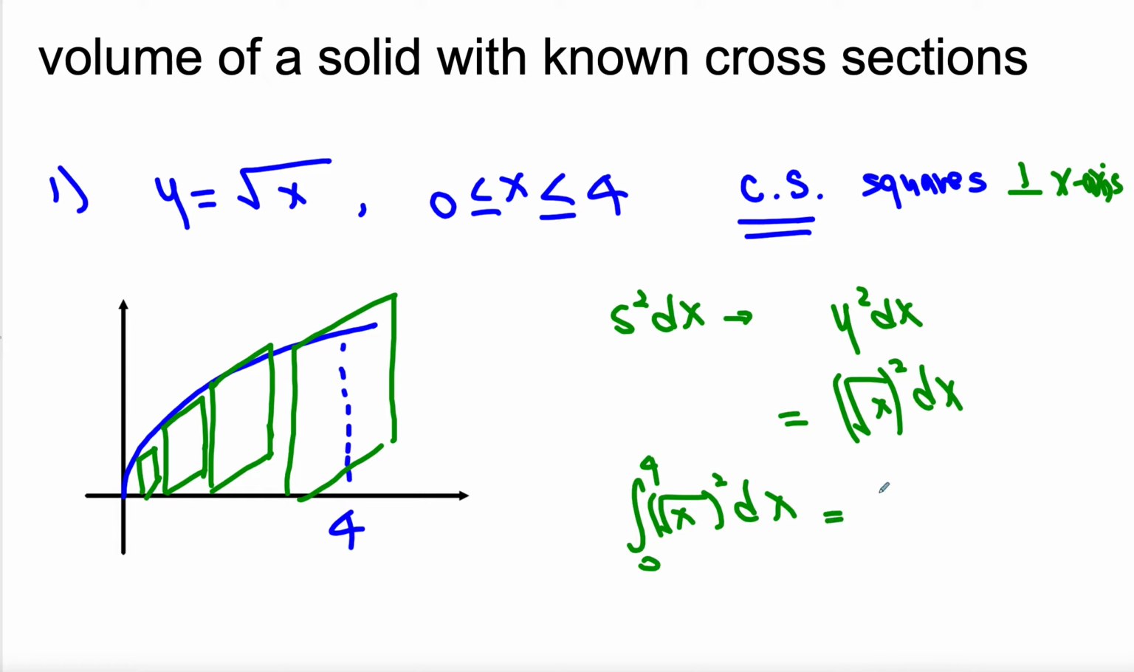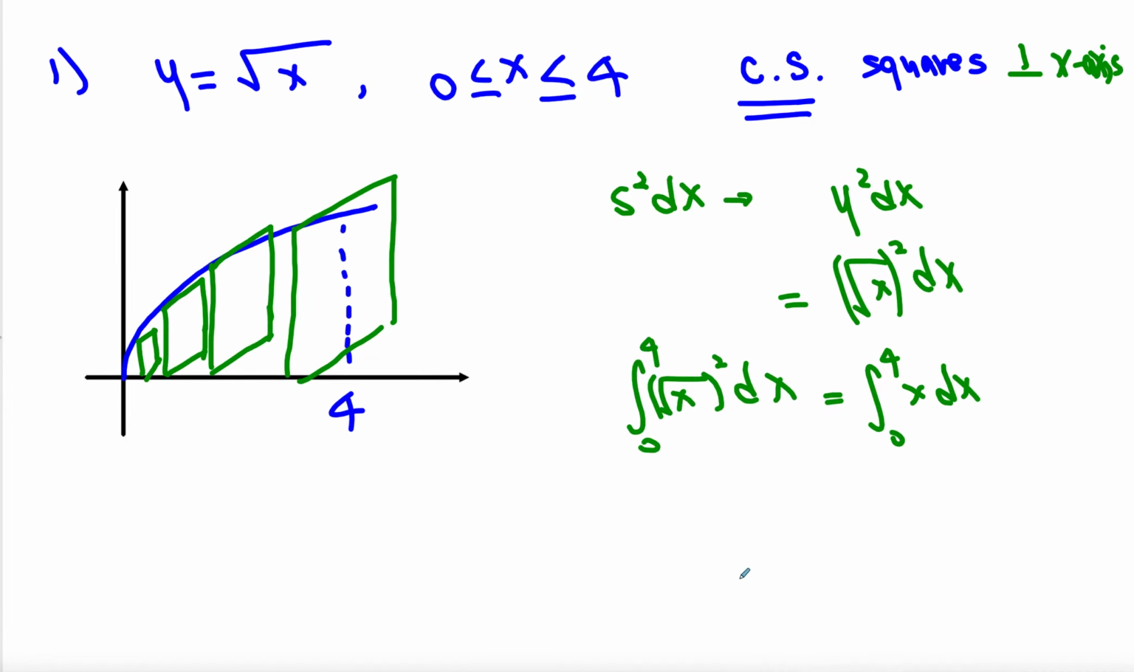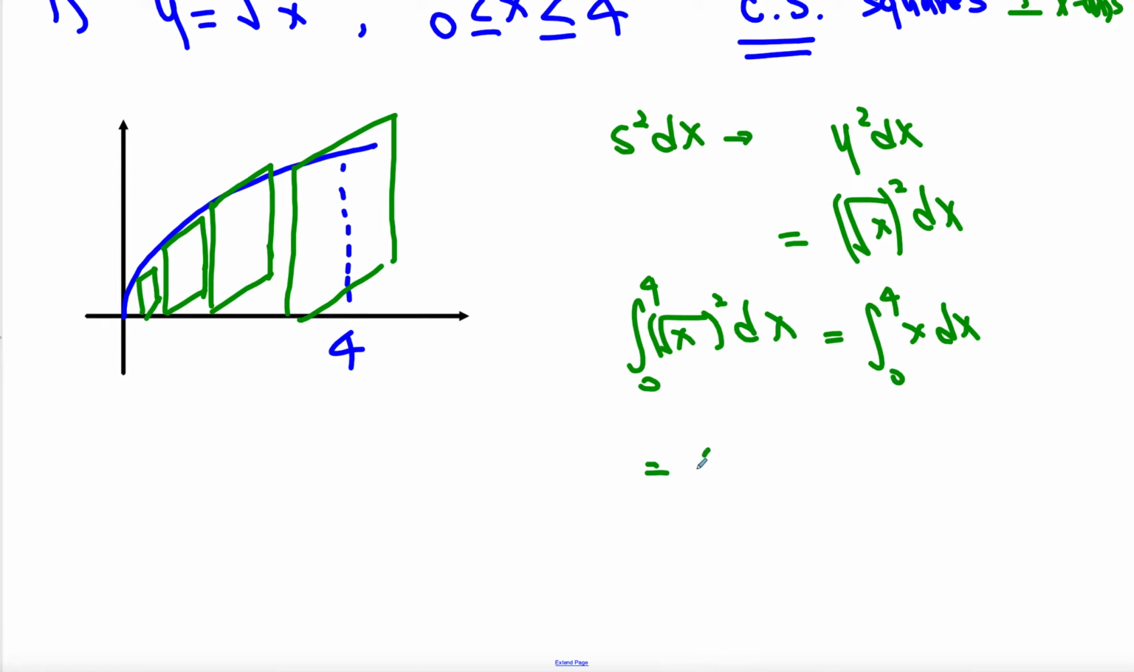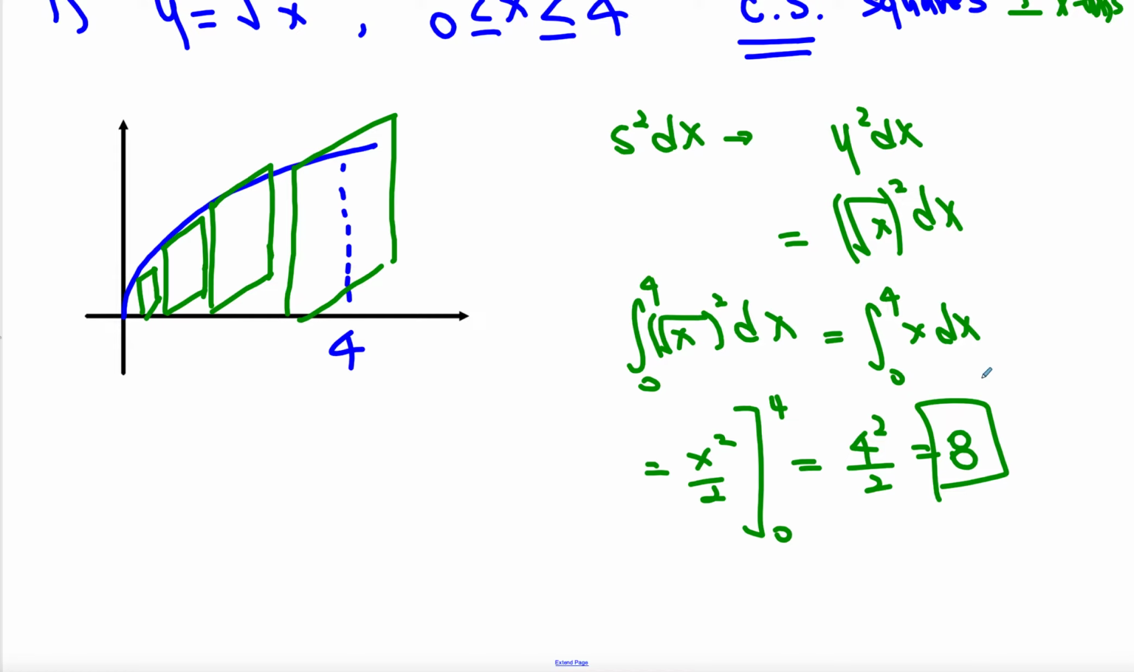So if I have to rewrite this one, I'll be getting the integral from 0 to 4 of x dx. Now, the rest of it is mere calculation. Here we get x squared over 2, that goes from 0 to 4. Obviously, when you plug in 0, everything becomes 0. So when you plug in 4, we get 4 squared over 2, which is equal to 8. So 8 will be the volume of such a solid.